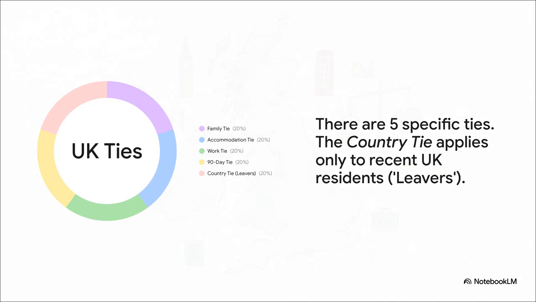So what are these ties? Well, HMRC looks at 5 specific things. Do you have immediate family here, like a spouse or a young child? That's a family tie. Do you have a place you can live in the UK? An accommodation tie, that's a big one.